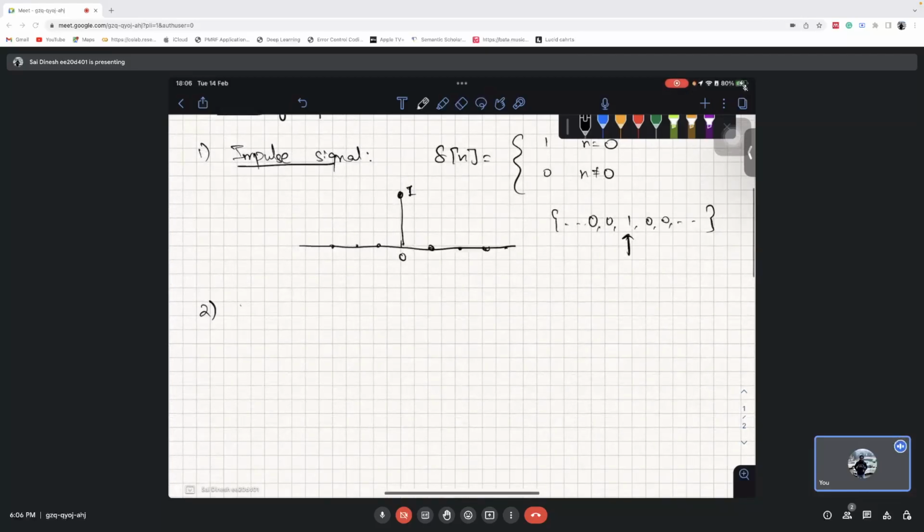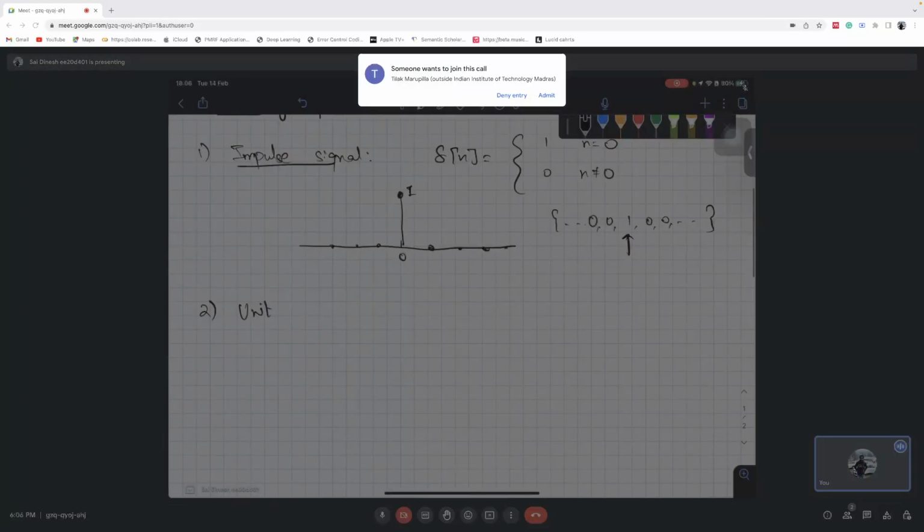And then the second one would be the unit step.